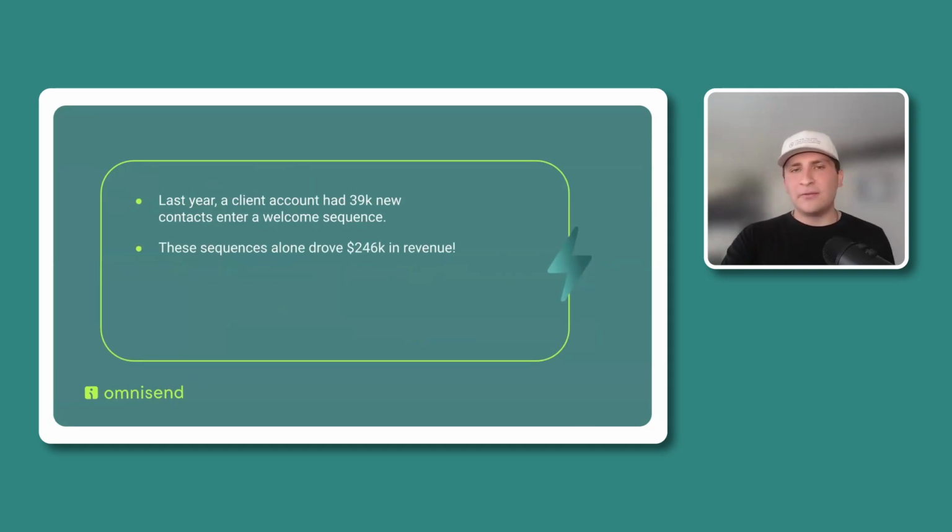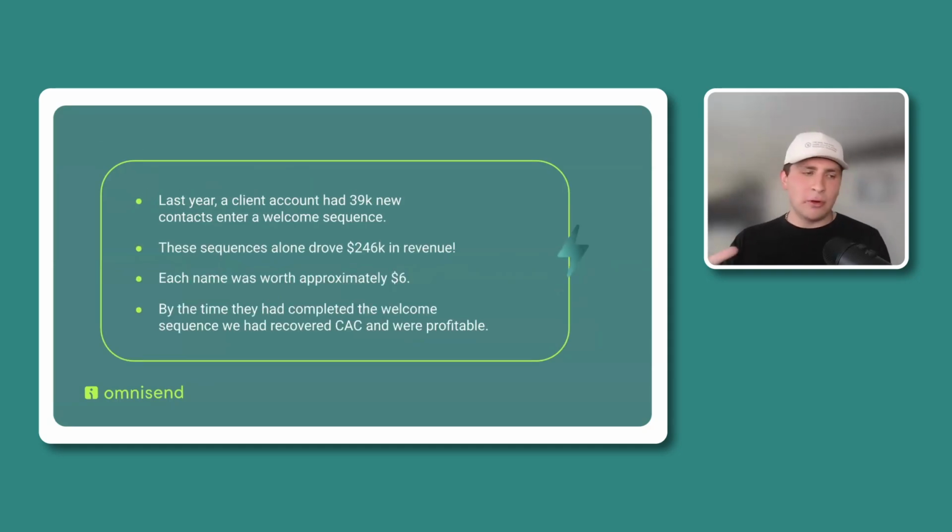Just to give some numbers on an example here, and I'll show the more tactical numbers on the next slide: last year, a client account had 39,000 new contacts enter their site just via a welcome sequence. The welcome sequence alone drove $246,000 in revenue. So each name was worth $6, and our acquisition cost was far underneath that for a name. Not every person bought, but in aggregate each name was worth $6, because we only needed, let's call it, one out of every six to buy to make it worth it. By the time they'd completed the welcome sequence, we had already recovered customer acquisition costs and were profitable.